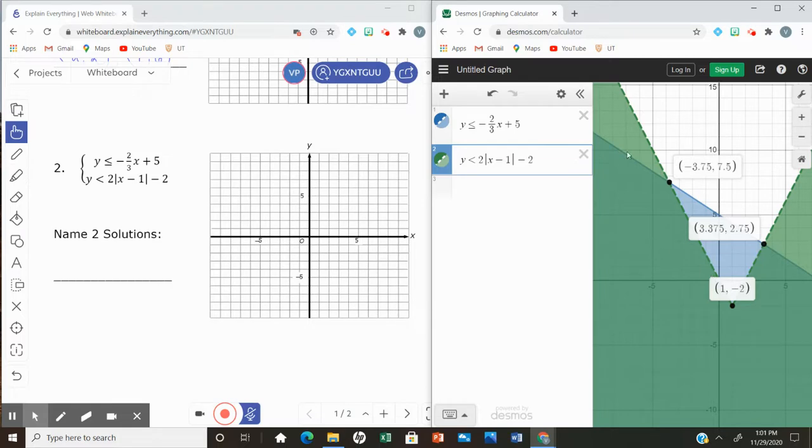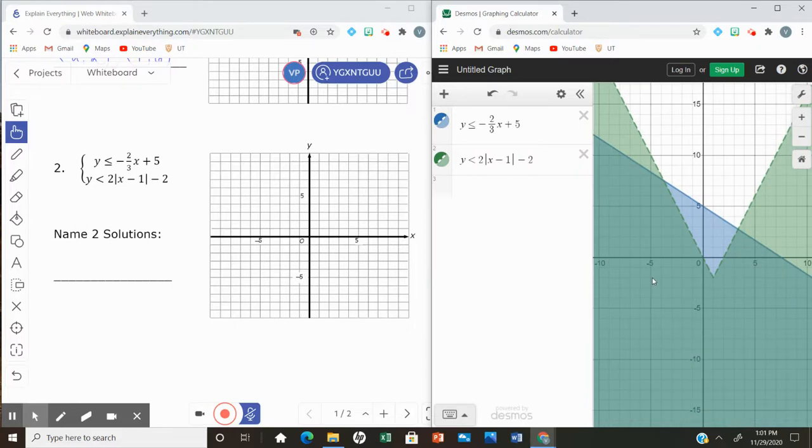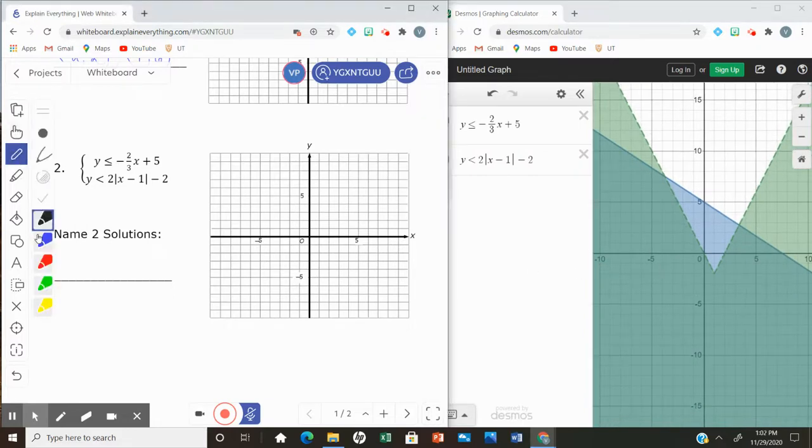We cannot choose any of those points, but we can choose something on the solid line. So any one of these decimals you could choose out here, or you can choose some decimals down here, or you can choose any points within this overlapping shaded region. So let's go ahead. You choose any points y'all want.